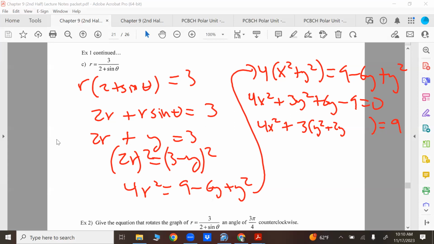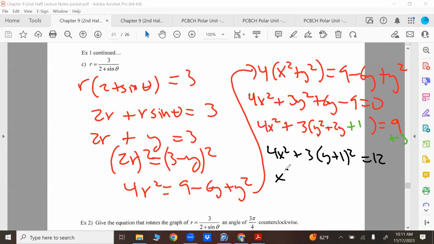You have to complete the square, totally. Complete the square. Half of 2, then square, is 1. So I have to add 3 here. We're cool so far? Okay. Switch colors for a bit of contrast. 4x squared plus 3 times (y plus 1) squared equals 12. Ooh, it comes out really nice.